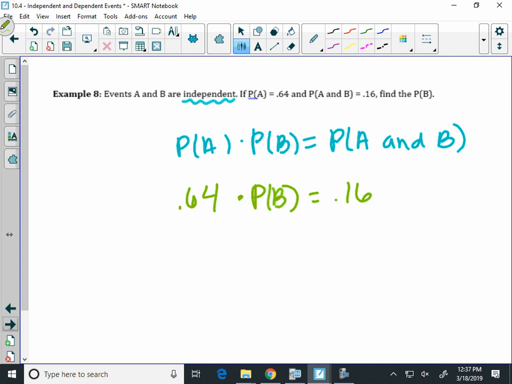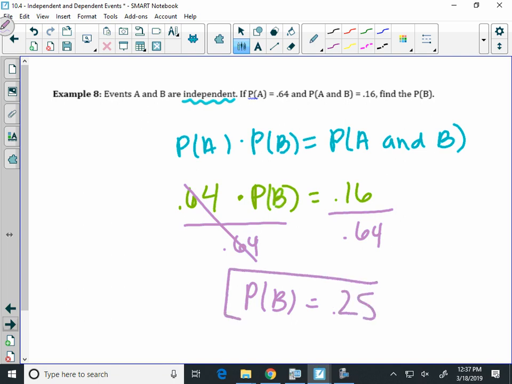Well, what can we do to find the probability of B? Yeah, divide. We can divide by 0.64. That will get the probability of B by itself. And then what you do to one side, you have to do the other. So we're going to divide the other side by 0.64. What do we get when we divide those two together? It is 0.16 divided by 0.64. So the probability of B is 0.25.